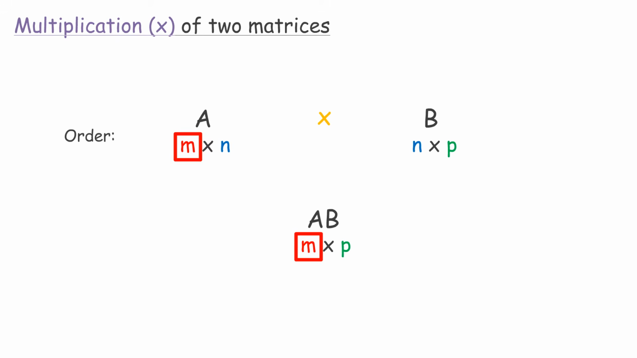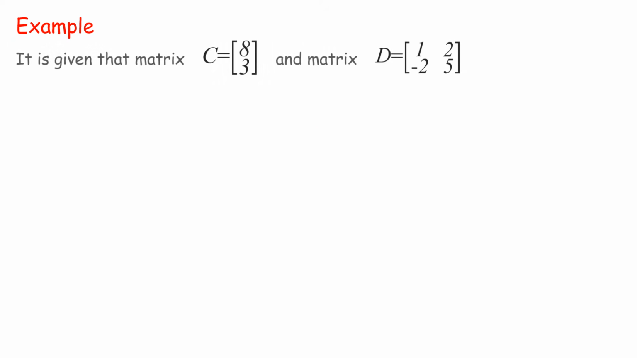Multiplication of two matrices. If matrix A has an order of m times n, and matrix B has an order of n times p, then the multiplication AB can be performed, and the order of AB is m times p. The number of columns of the first matrix must equal the number of rows of the second matrix. The result will have the same number of rows as the first matrix, and the same number of columns as the second matrix.